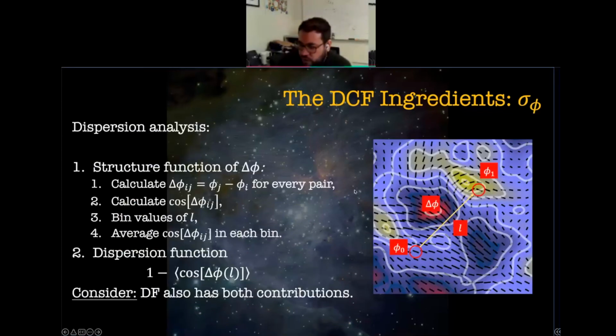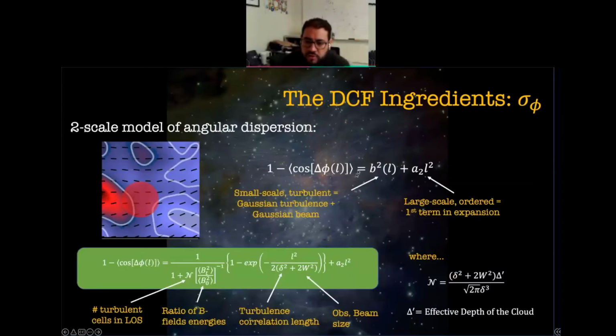Now, in order to model this term in particular, which is the one that will give us the information that we want for the DCF, they assume that the turbulence at this small scale is Gaussian in form, and that the beam itself also is Gaussian. All right. So after doing two papers of math, they arrived at this expression here.